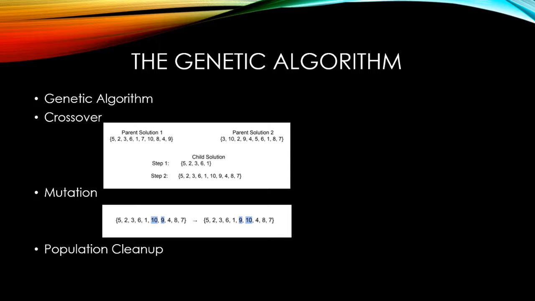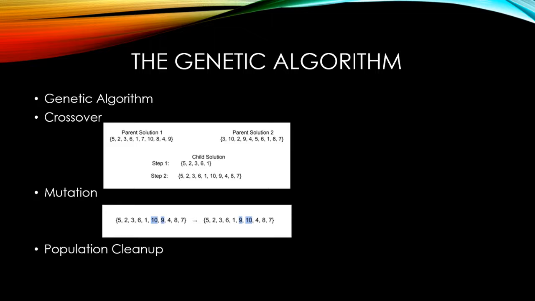In my genetic algorithm, I have three stages for each generation: a crossover stage, a mutation stage, and a cleanup stage. The genetic algorithm is done 10,000 generations, which is 10,000 times, and each time a crossover, mutation, and population cleanup is implemented.